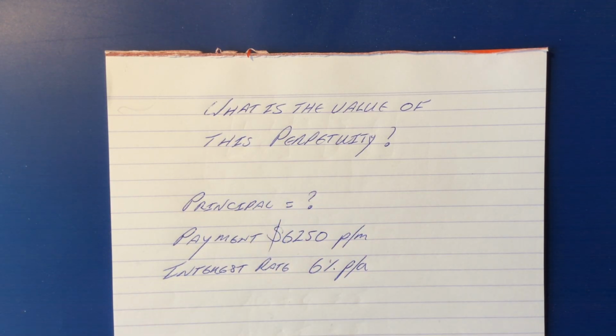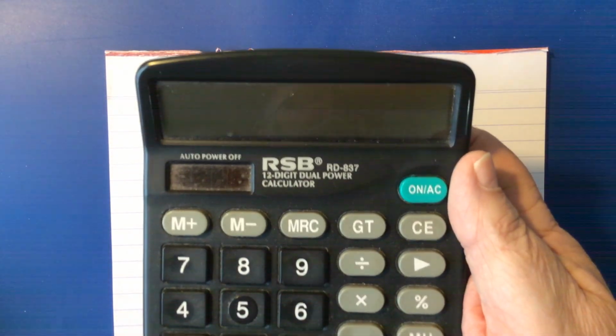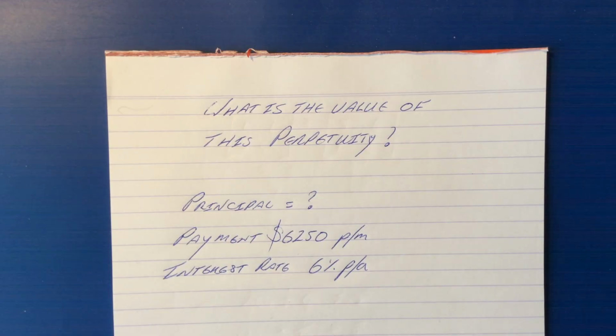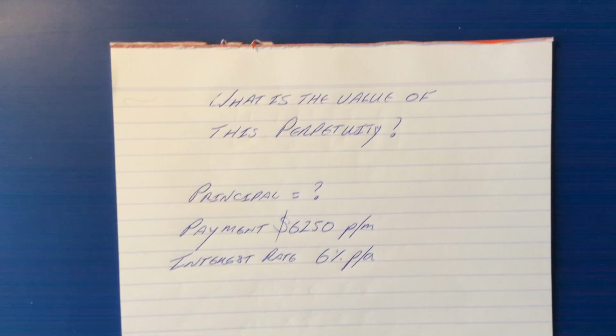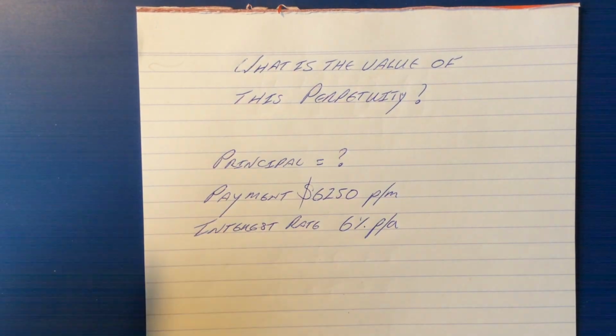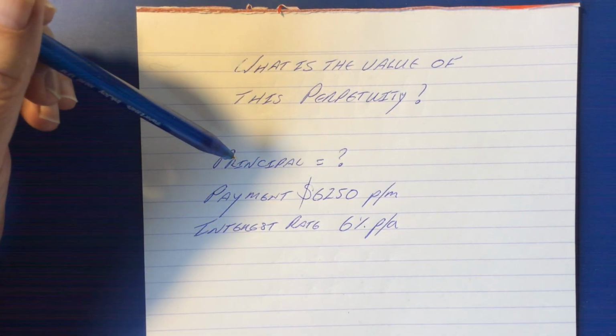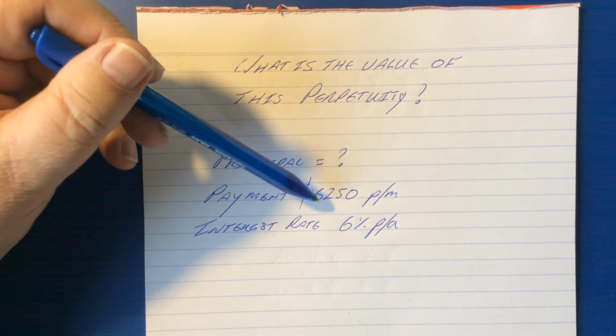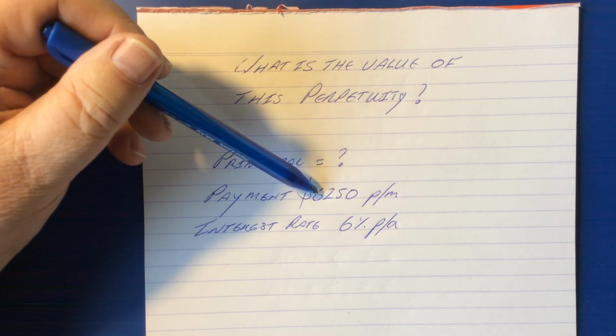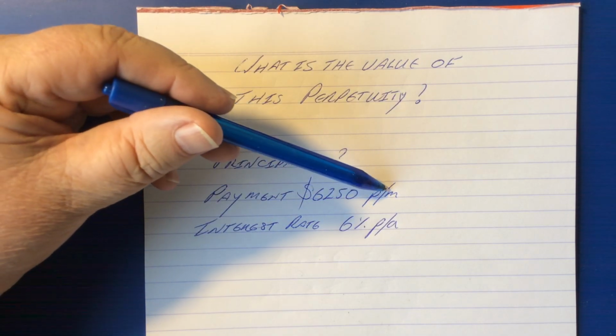Now, not to mock those who have found a question like this extremely difficult and who have been given a fairly complicated way of solving it, it's possible to solve it on one of these or even on your phone. It's a very simple idea. So what do we know? We know that whatever the principal is, at 6% it pays out $6,250 a month.